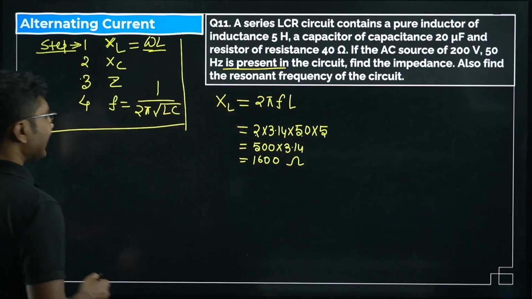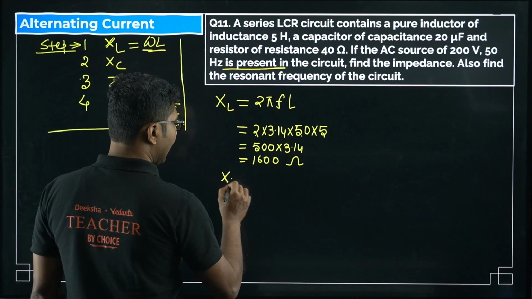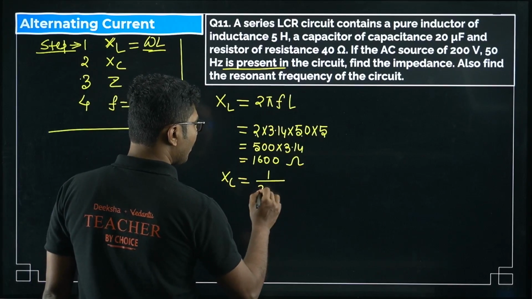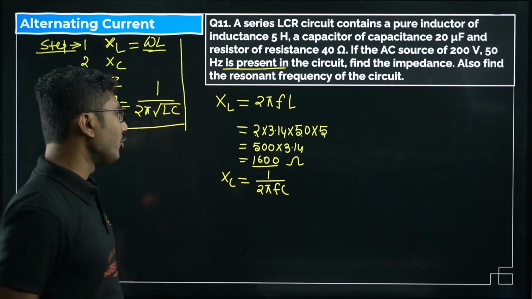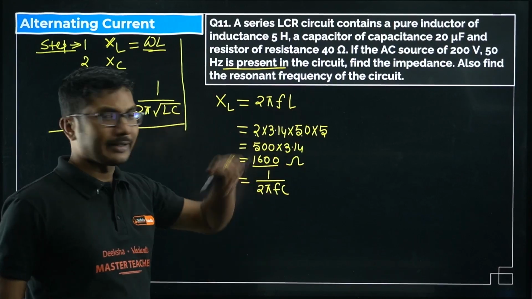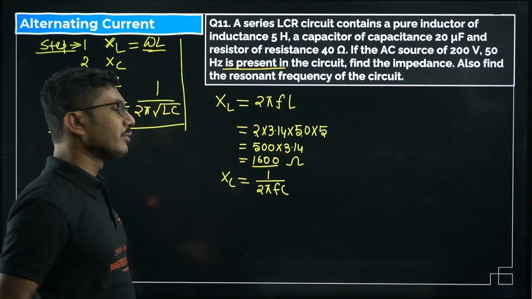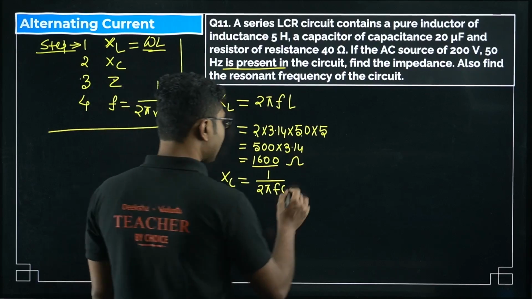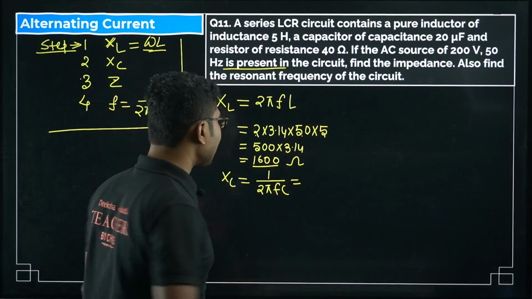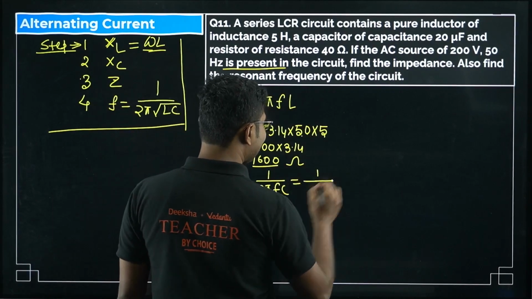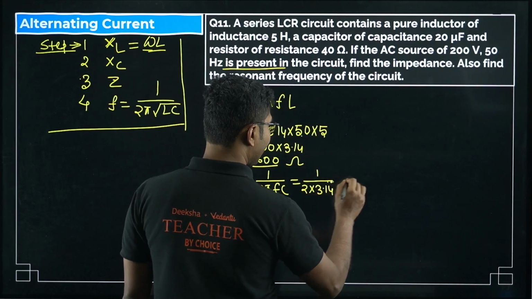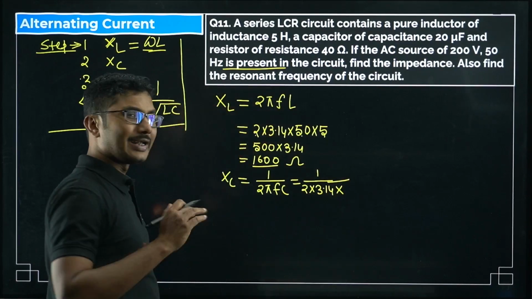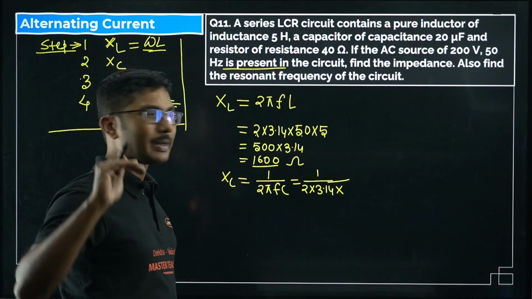Now what is XC? XC will be 1 by 2 pi FC. You calculate the exact values. I am not going to calculate them, I will give you the final answer anyway, but you have to calculate the exact values using your calculator. I don't have any calculator, so I cannot solve it. As I said, these problems require calculators to solve. Other than that, these problems are very simple, a straightforward step by step process.